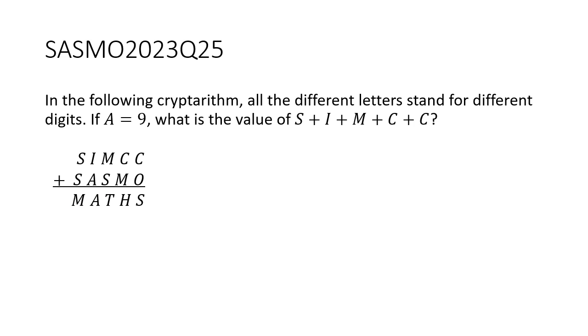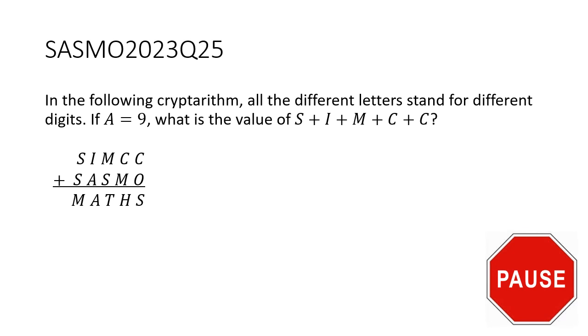Question 25 is a cryptarithm. All the different letters stand for different digits. We are told that A equals 9. Find the value of S plus I plus M plus C plus C. So pause the video here and give this question a good try.